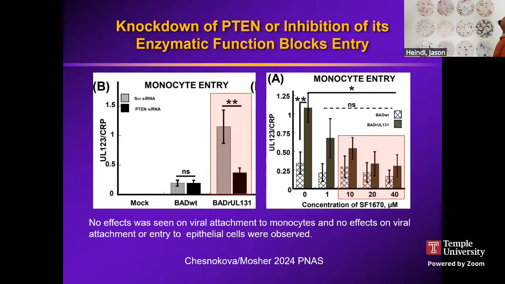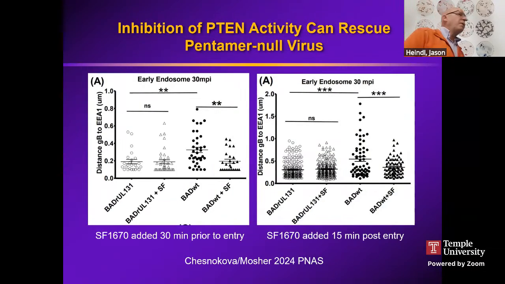We also had a drug that you could add at the same time, so we could rule out that siRNA did something to the cell. This drug, SF1670, is specific for the enzymatic activity of P10. And you can see as you do a dose response, cells that have the pentamer are inhibited as you get a higher dose. There's really no statistical change, maybe slightly lower, but really not statistically significant when you don't have that. So it's not affecting entry. There's something unique about P10. If you have the pentamer, it's blocking and affecting entry, and it's not affecting it when you don't.